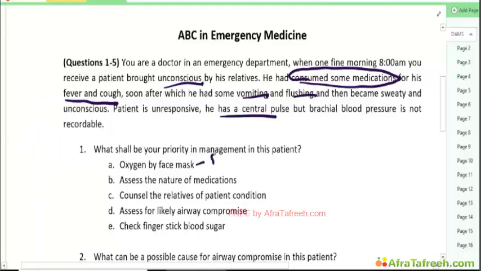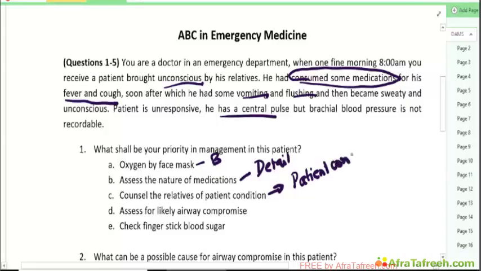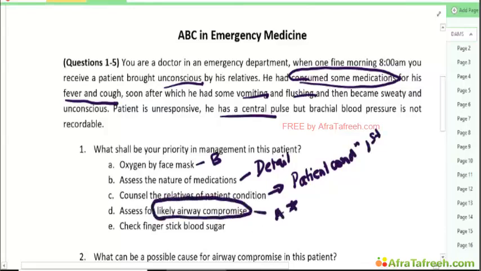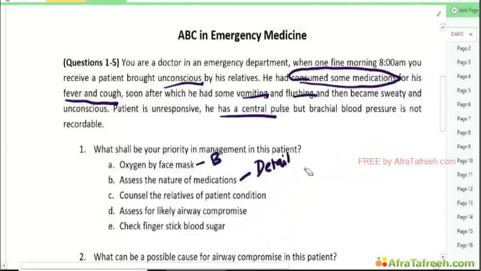Oxygen by face mask is a part of breathing. As for the nature of medications, that would be detailed examination and history taking. Counsel the patient's relative of the condition. This is an important part, but this has to be taken care of only after the patient's condition has been addressed, at least by some team member. Likely airway compromise. If you remember, airway is the priority, and glucose is a part of disability because abnormal sugar can cause neurologic disability. So the answer would be D. S is for likely airway compromise.